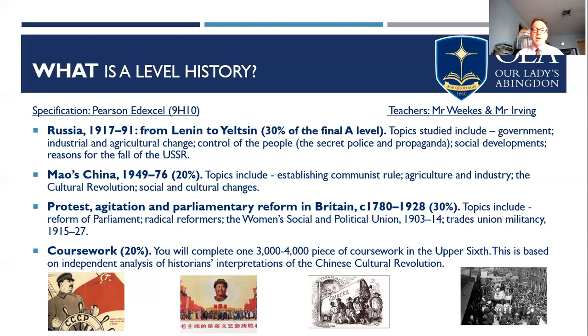In the upper 6th, Mr. Irving teaches a much broader period of history, a British history course, looking at reform, looking at change, looking at how Britain went from a country in which only about 2% of the population had any say in the running of the country, basically the richest men, to effectively the democracy that we live in today. We look at political changes, but also at how people in different ways organized, campaigned and protested to bring about changes to make Britain fairer, more equal, and to protect and enhance the rights of British people.